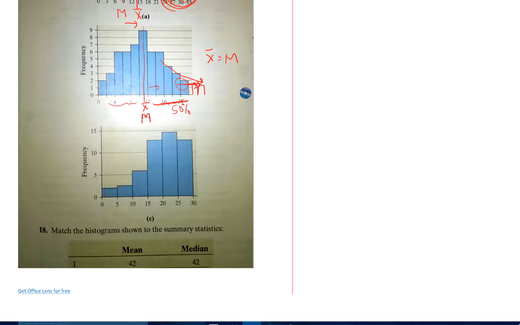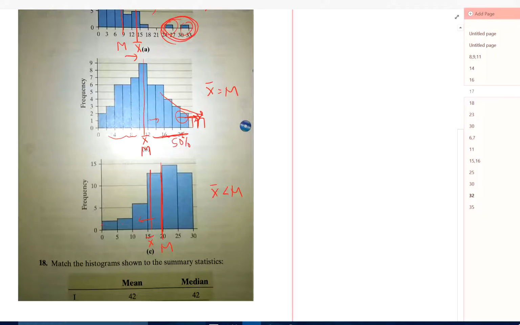So for this guy, I've got x bar is greater than the median, x bar equals the median, and here for the same reason, I've got the median somewhere in here. I don't know exactly where it is, but these lower numbers are going to kind of pull the x bar this way a little bit. I don't know how much, but we just know it's going to tend to pull it that way. So I'm going to have x bar is less than the median. Okay, so there we have that guy.